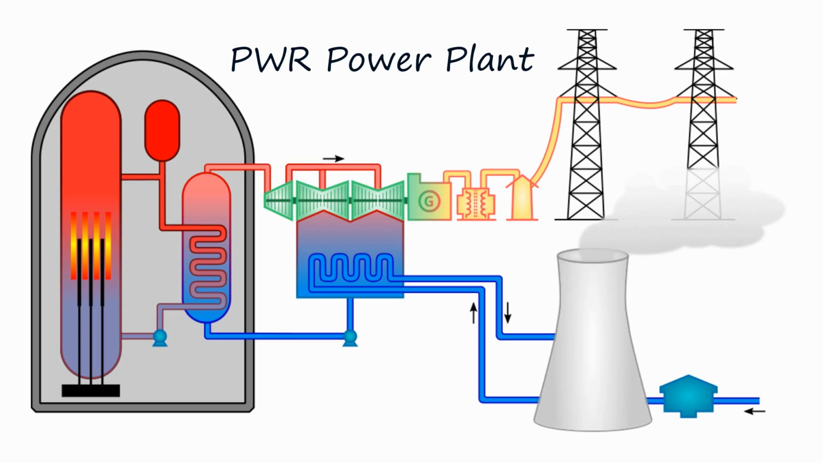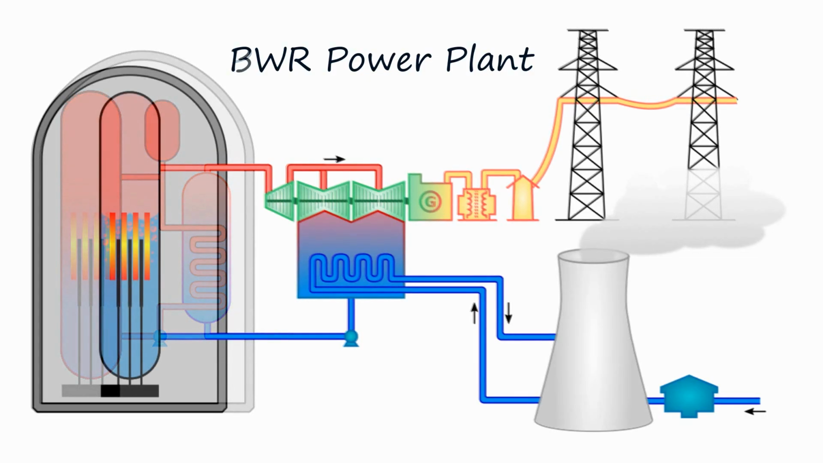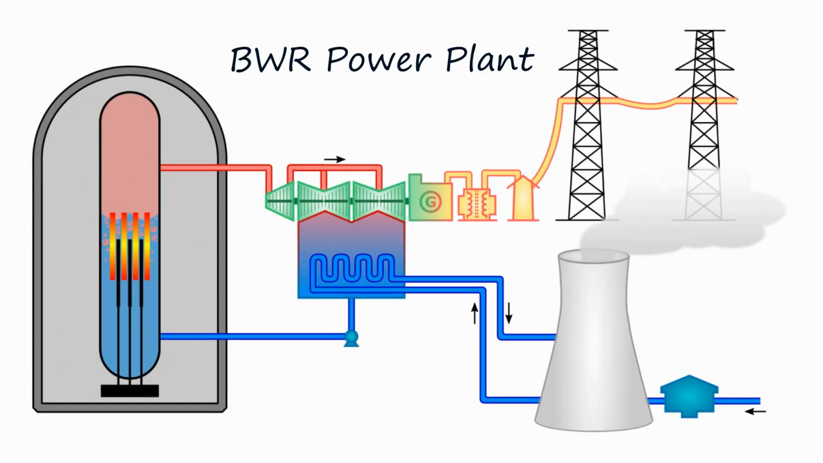What we're using as a primary coolant is light water. PWRs are light water reactor power plants, and so are BWRs, boiling water reactor power plants. Light water is water that's been deionized and demineralized. So essentially it's similar to the water that you would get out of your tap at home, but it's been deionized and demineralized.